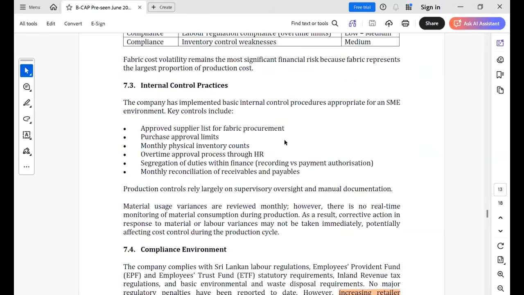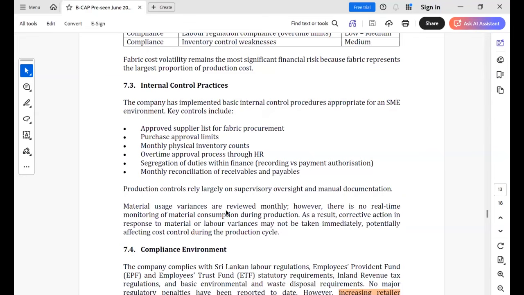Right? So 7.3 internal control practices. Now this is a manufacturing company. So the company has implemented basic internal control procedures appropriate for an SME environment. Key controls include an approved supply list for fabric procurement, purchase approval limit, monthly physical inventory count, overtime approval, segregation of duty, monthly reconciliation of AR and AP, receivable and payable. Production control relies largely on supervisory oversight and manual documentation. Again, that indicates no proper system.